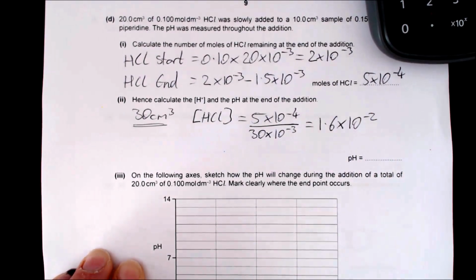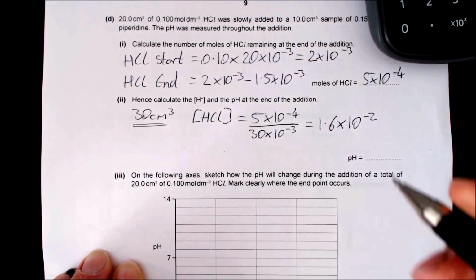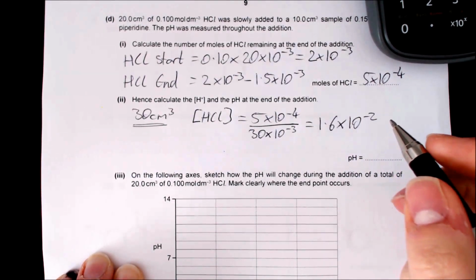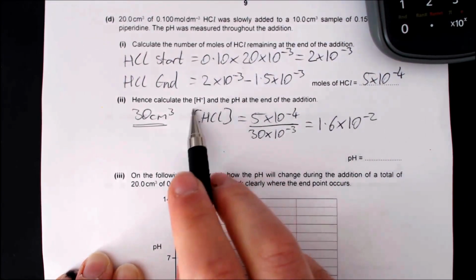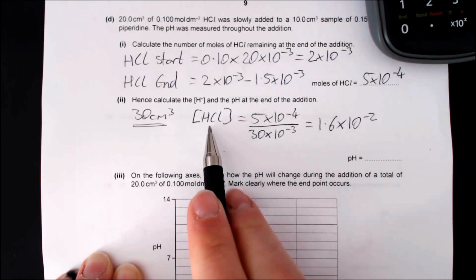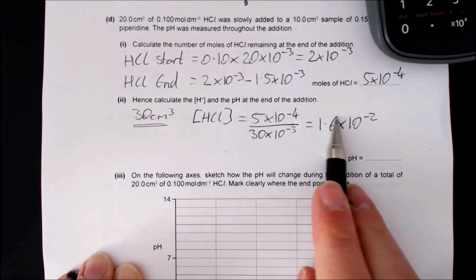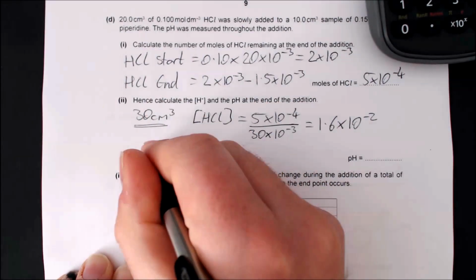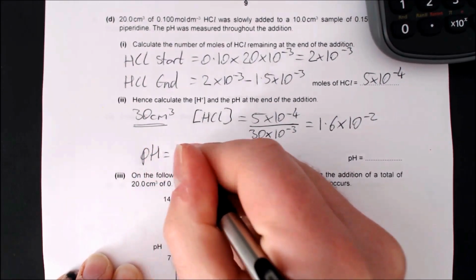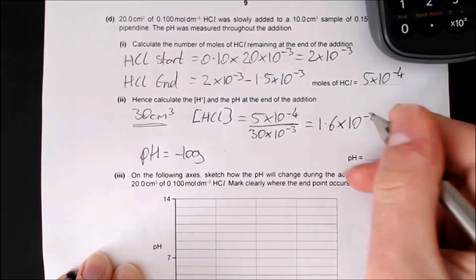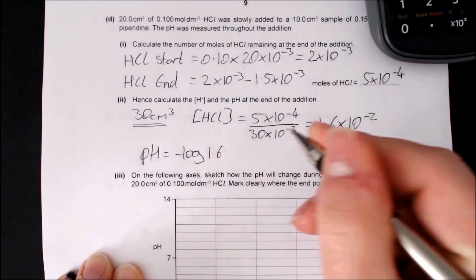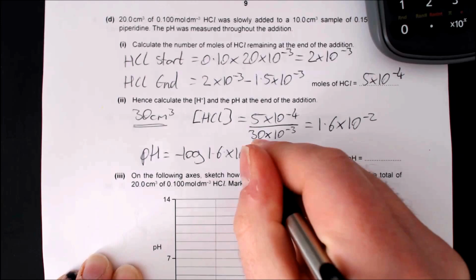You can leave it as decimal if you want, or put it in standard form. And this tells us the concentration of HCl, but because it's a strong acid, we assume that the concentration of HCl equals the concentration of H plus ions. So therefore we can then work out the pH. pH equals the minus log of this number here, 1.6 times 10 to the minus 2.